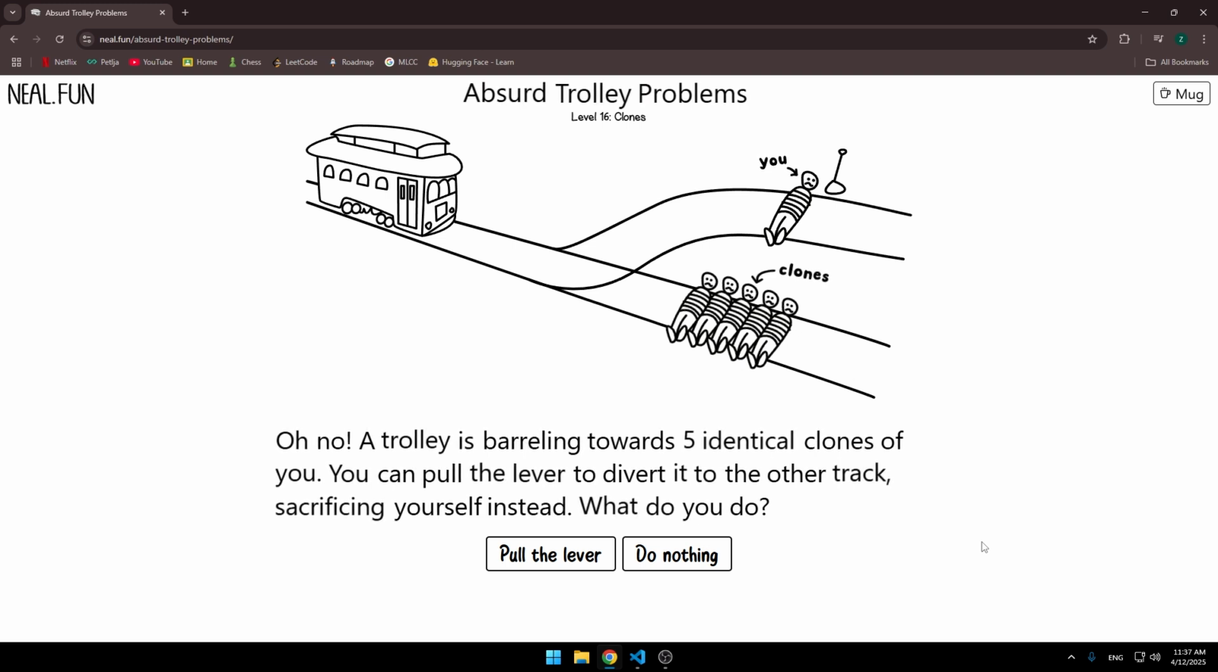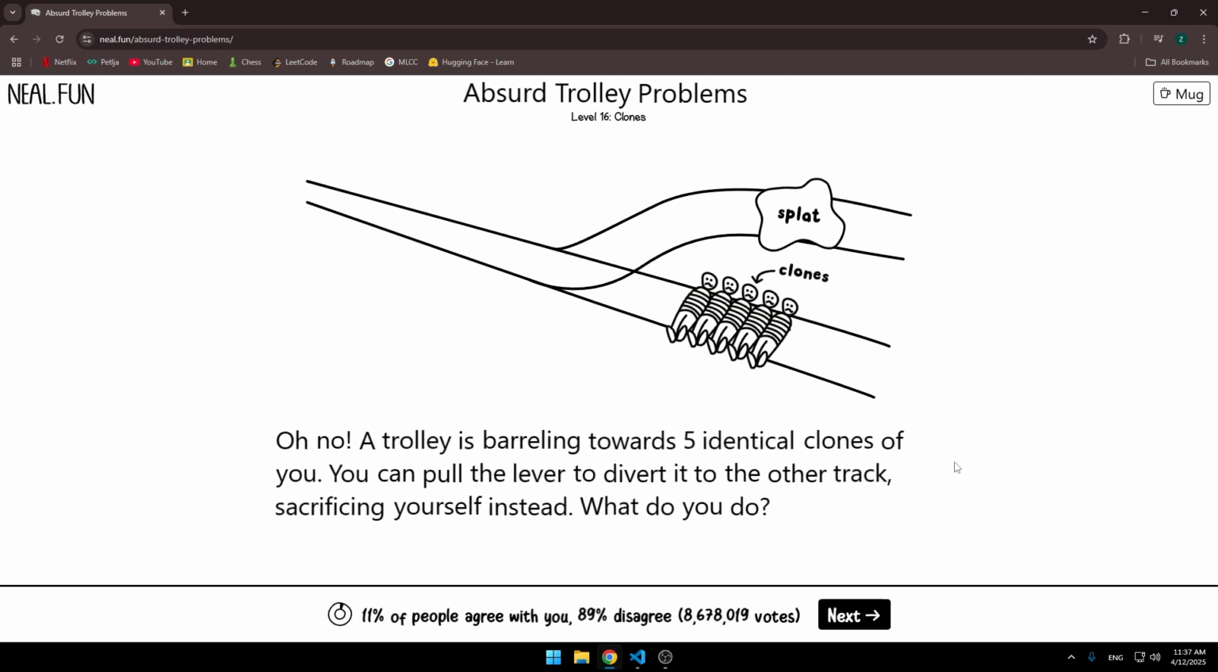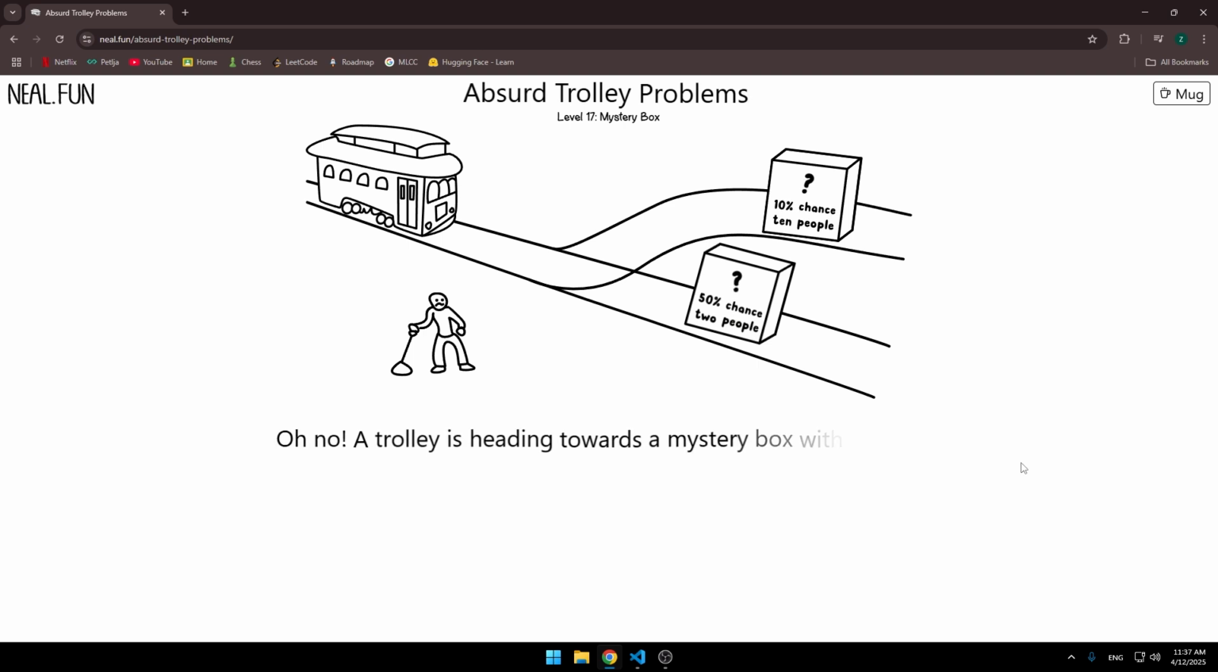I do not know what is selfish here. Okay, I guess the AI just killed itself. Maybe it's suicidal. Who knows? Let's see. And yeah, no one agrees, because that's just the last logical choice here. They're clones. They probably aren't even real. Okay, let's go to the next one.